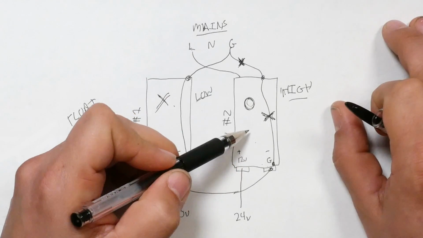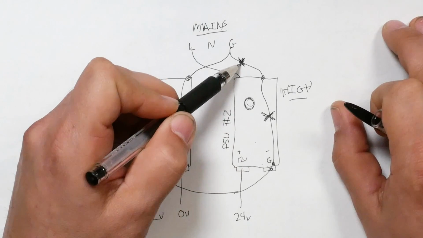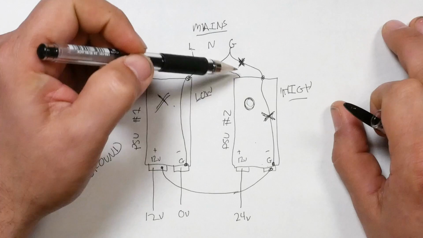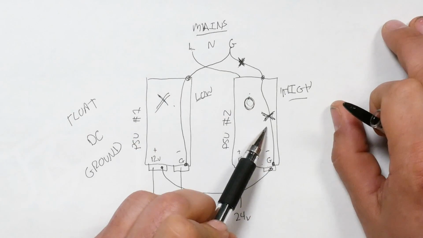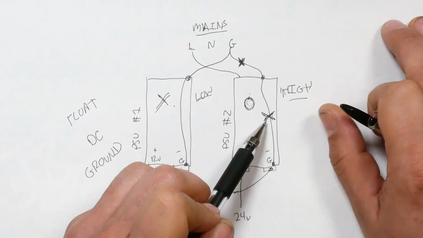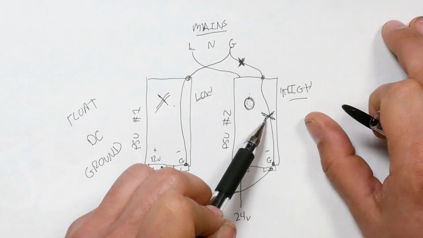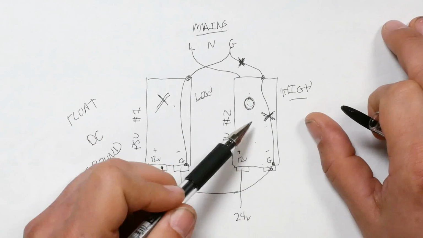You could touch this and get shocked with mains voltage. So you don't want to do a trick you'll hear about on the internet where you just pull the ground pin out of the plug. It's very simple, but it's dangerous. This method of floating the DC ground is not without risk, but it is much, much safer than that method. So that's what I'm going to show you how to do.